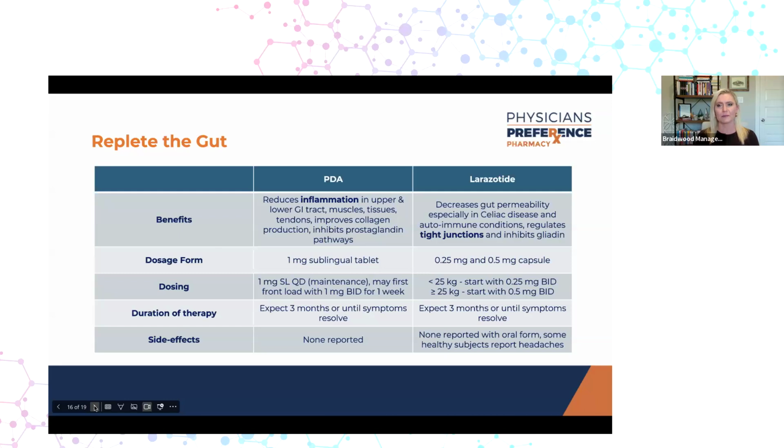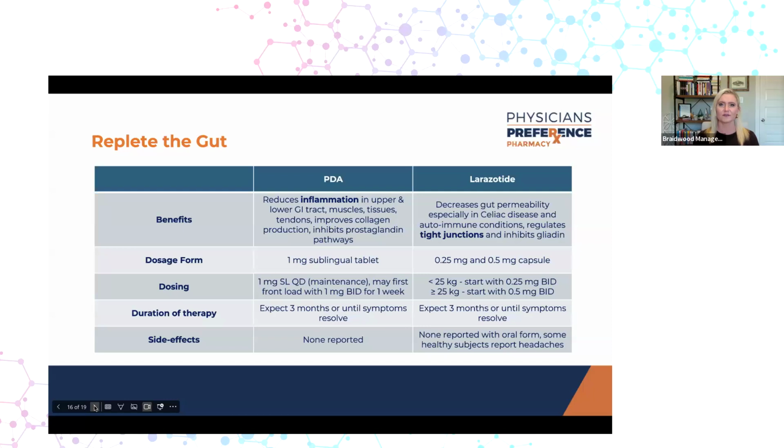Larazotide decreases gut permeability, especially in celiac disease. In fact, that's one of the indications for it. The reason why is because when we ingest gluten, it releases gliadin, which is what actually causes the problem. And then that increases zonulin levels. Zonulin can be measured in the blood. And zonulin is oftentimes an indicator of the beginning stages of autoimmune diseases and diabetes, and we want to be sure that we do not have high levels of that.